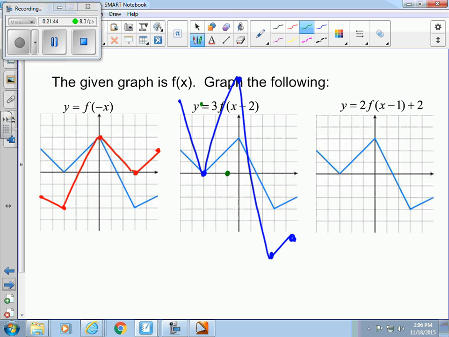And so I could know what the graph of 3 times f of x minus 2 looks like, because I can move a couple points around. So the green graph would be what 3 times f of x minus 2 looks like. Any questions about that?